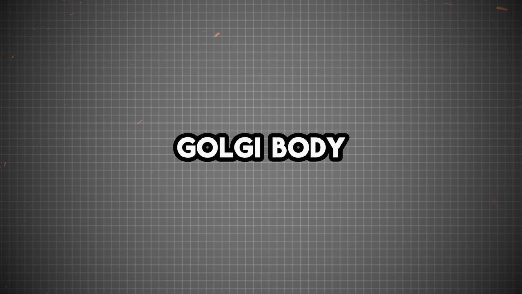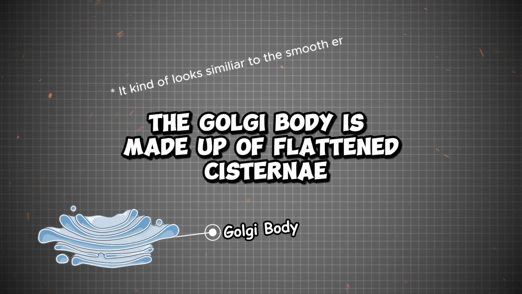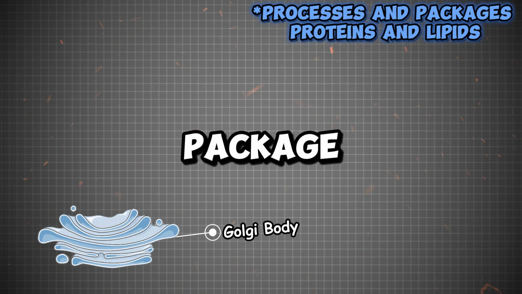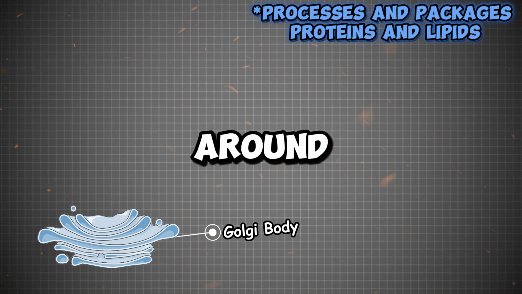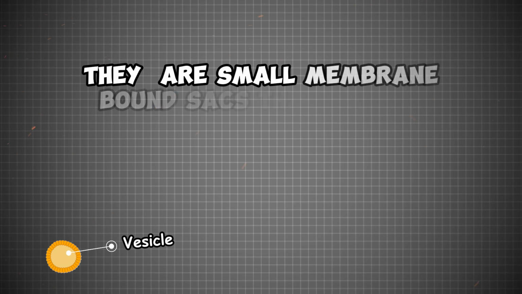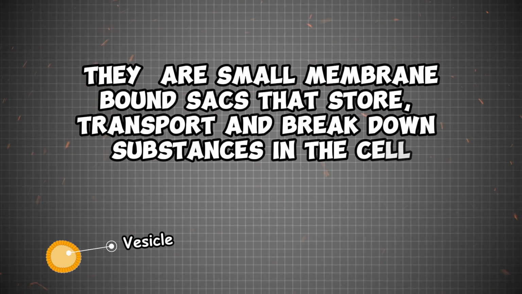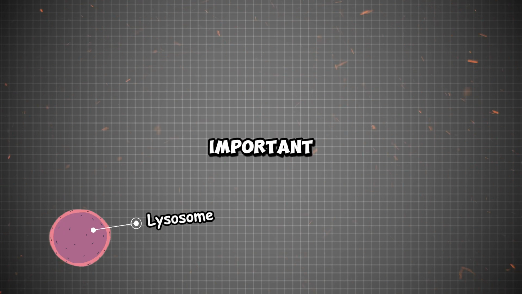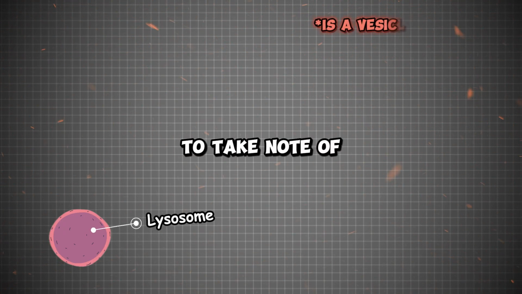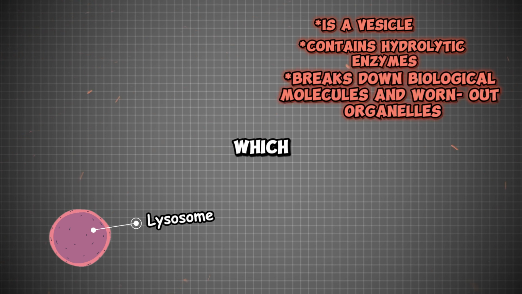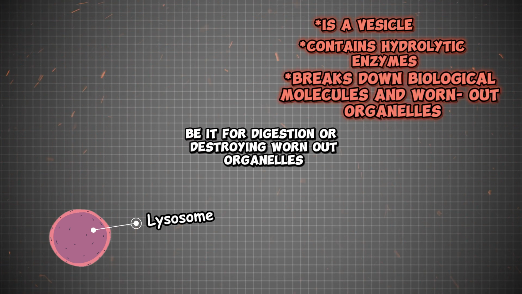Golgi body. The Golgi body is made up of flattened cisternae. Its function is to process proteins and lipids and package them into vesicles, which are transported around the cell. Vesicles. They are small membrane-bound sacs that store, transport, and break down substances in the cell. Lysosomes. An important specialized vesicle you need to take note of is the lysosome. It contains hydrolytic enzymes, which breaks down biological molecules, be it for digestion or destroying worn-out organelles.